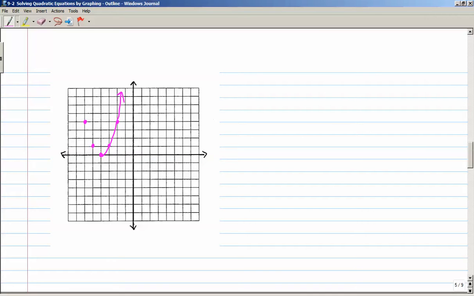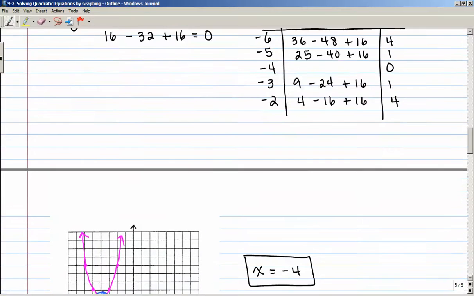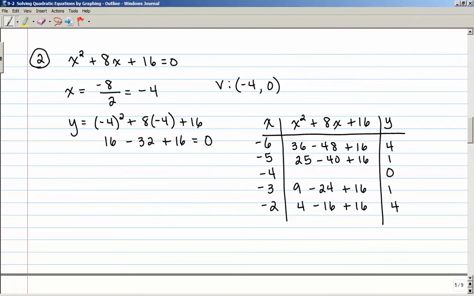And remember, what I'm looking for in this graph is where it crosses the x-axis. Well, technically this one doesn't cross the x-axis, but the only place it touches the x-axis is right at this point. And that's where x is equal to negative 4. So this quadratic equation has just one solution, x equals negative 4. And I can confirm that by looking back at my table, because when y was 0, my x was negative 4. So that's my one solution.